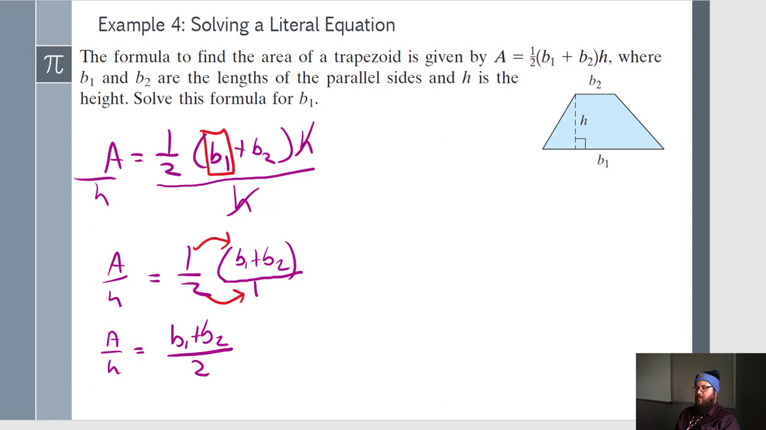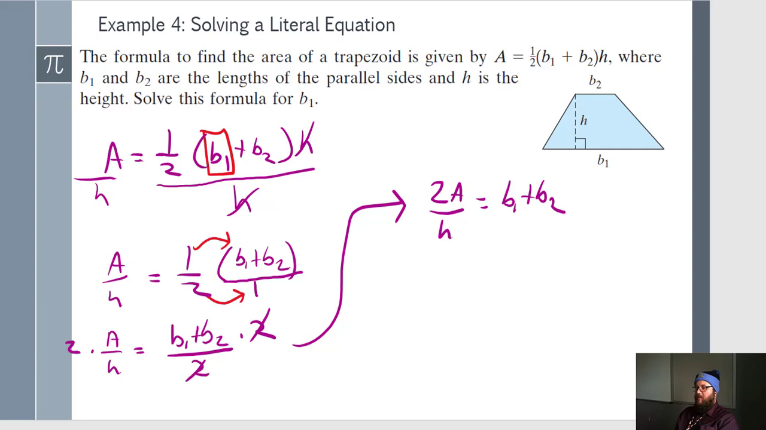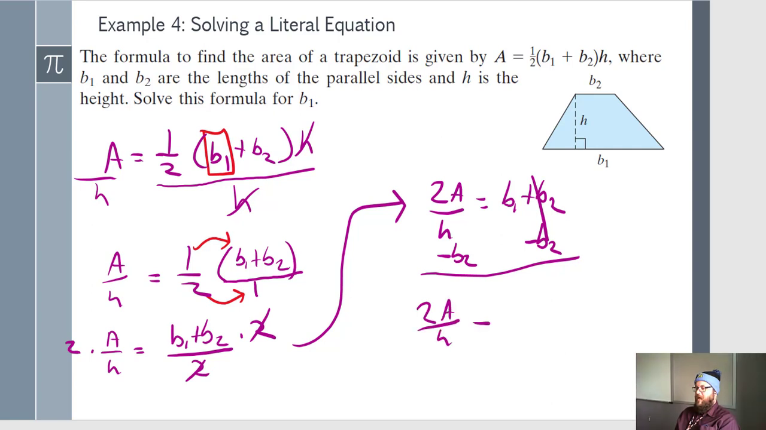It's perfectly fine. So now we should get rid of this 2. Well, let's go ahead and multiply by 2 on both sides. Where this 2 goes away on the right, and we're left with, on the left hand side, 2A all over h, that equals b1 plus b2. Now we're solving for b1 there, so what do we have to do to get rid of b2? We just need to subtract b2 from both sides. Boom, on the right hand side they go away. On the left hand side you have 2A all over h minus b2 equals b1.